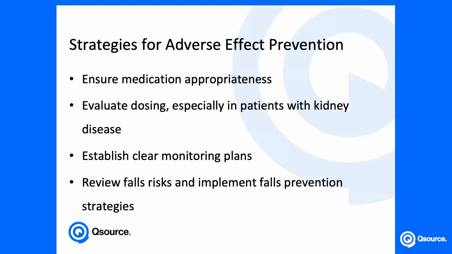And so it's important to make sure that dosing and monitoring is very appropriate. You want to establish clear monitoring plans. That might be lab monitoring, but it might also be monitoring the patient's cognition, monitoring the patient's falls risk and things like that. And one of the biggest things that is fairly familiar to you all in long-term care is falls risk and implementing fall prevention strategies.